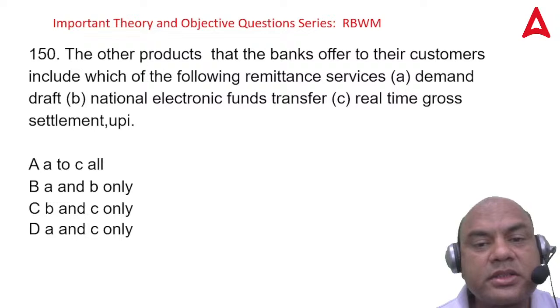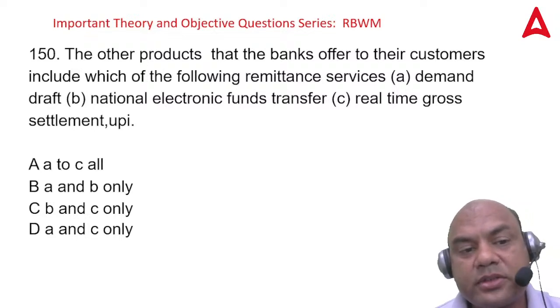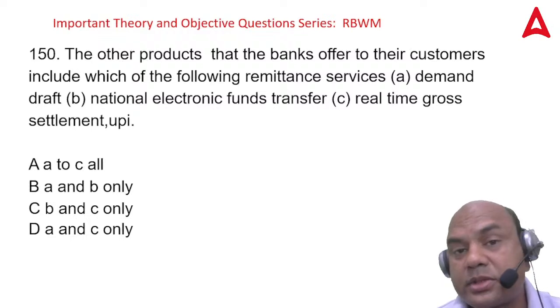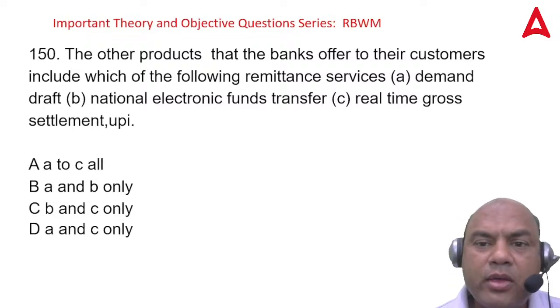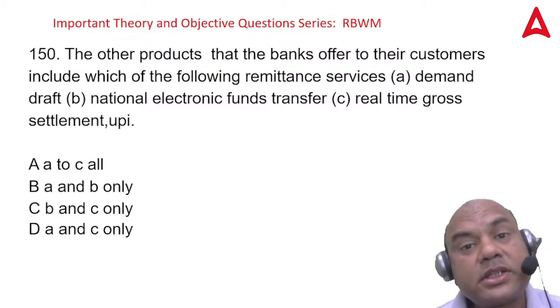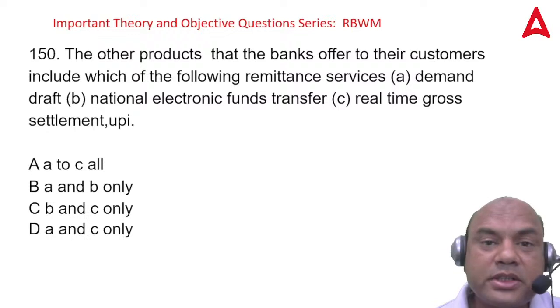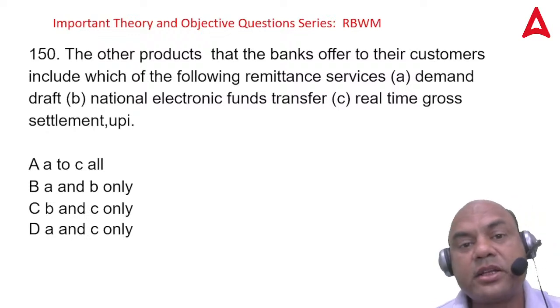The other products that a bank offers to their customers include which of the following remittance services? Now, other products means what? The products which are not the core products of the bank. Means, what is the core product of the bank? Yesterday we saw it: deposits and loans. These are the core products of the bank.